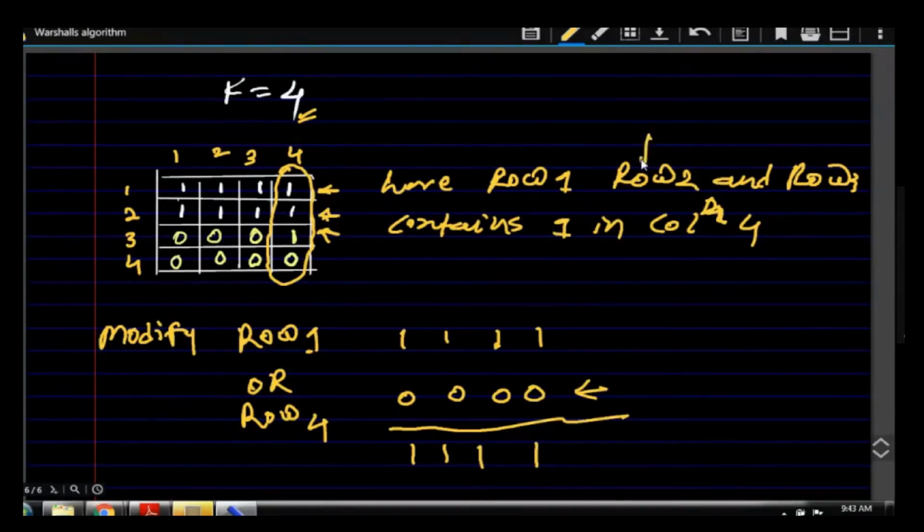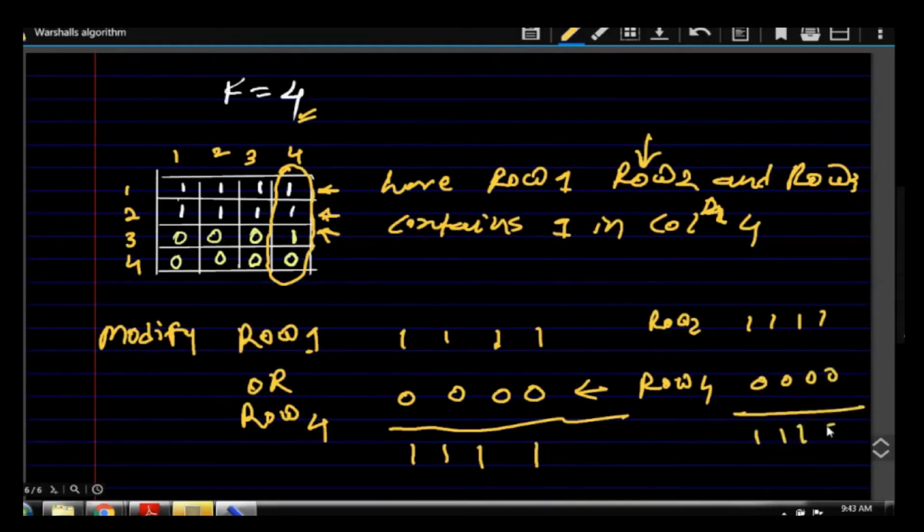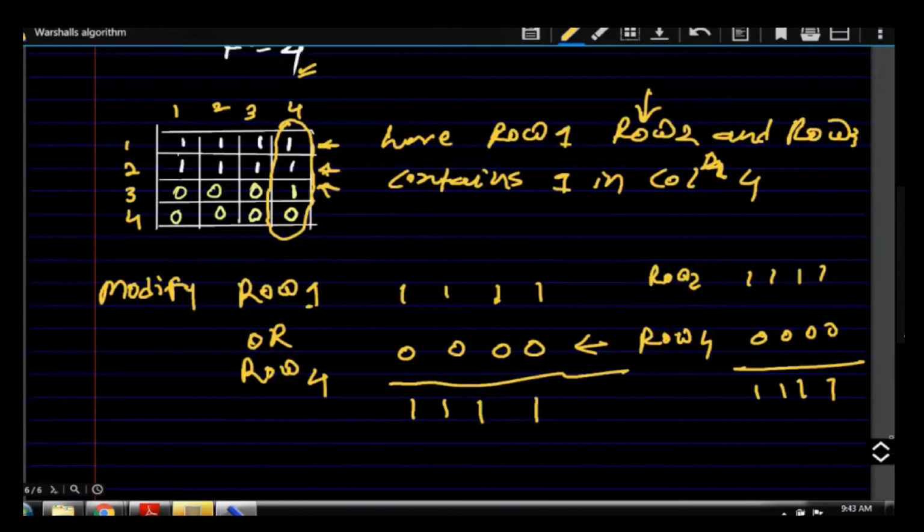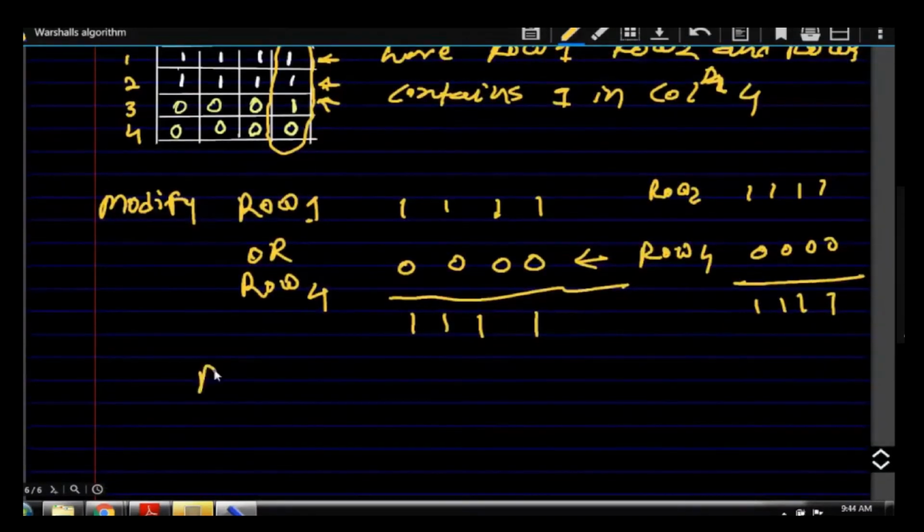Will it change if you OR row 2 with row 4? It will not change. Why will it not change? Because row 4 contains all zeros. That means the OR operation will give the same result. So if you want to do it, let me give you here row 2 and row 4. Row 2 is also all ones and this is all zeros, so again the result is the same. Okay, now we remain with row 3 only. So let us try row 3 also. So row 3 OR row 4.